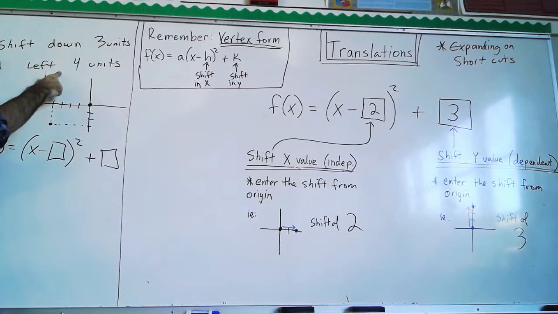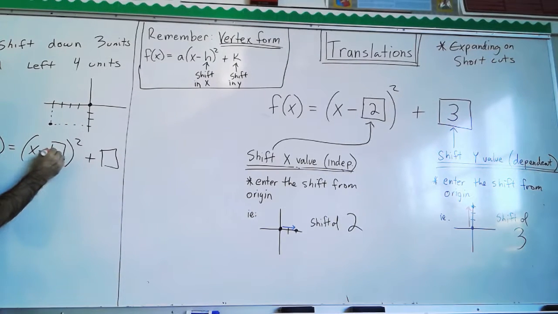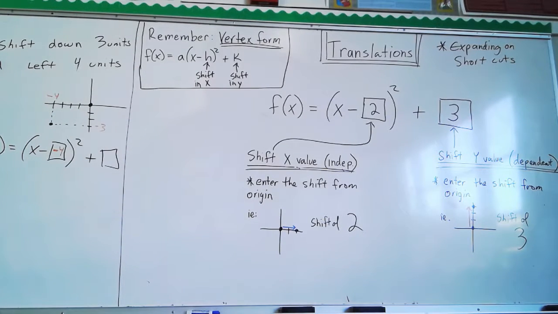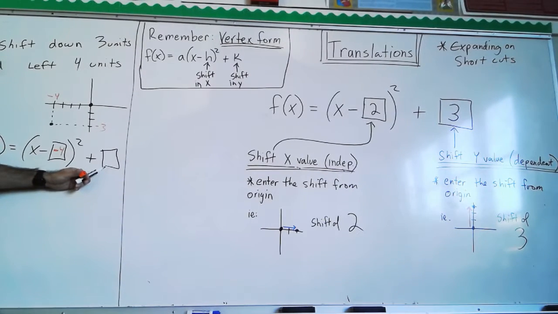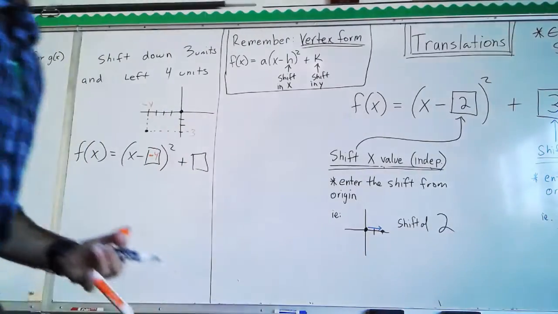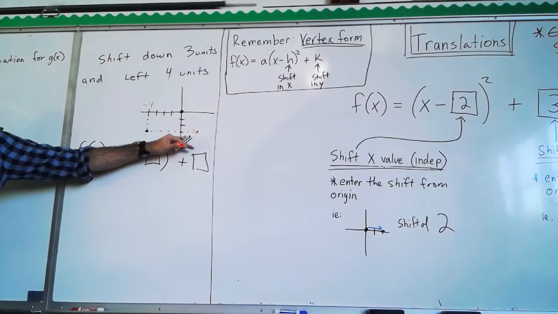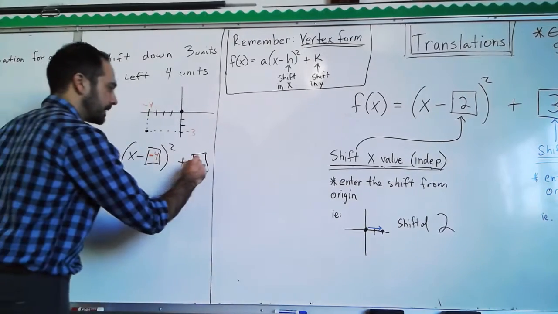So I'm going to go ahead and put our shift in x, which was to the left 4 units. So if it's to the left, I know that it's negative 4. It's negative 4 out here. Negative 4, negative 3. How about if we have a shift down? What should I put in the other box? What goes here? This is our shift in which value? The y value, right? Okay. So if it's the shift in the y value here, we're going down 3. So I put negative 3 here.